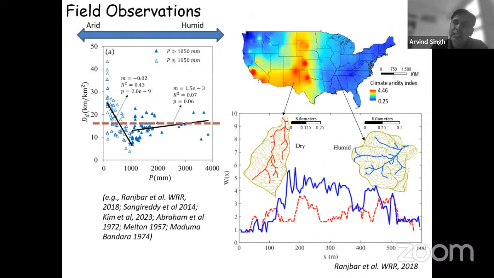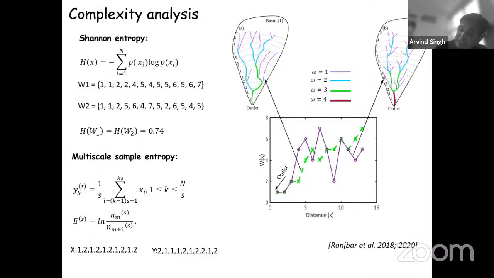So to understand how much complexity these channels introduce or impart to the channel network, or to the structural arrangement of the channel, we use the complexity concept. The complexity concept has been used extensively in the literature, specifically the Shannon entropy. However, Shannon entropy only characterizes the distribution of a sequence.